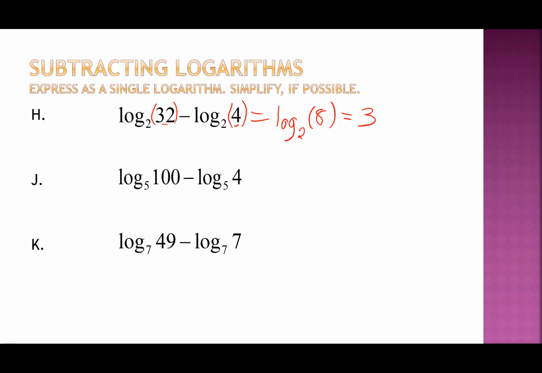For J, the next one, we've got log base 5 of 100 minus log base 5 of 4. So that's going to combine to give us a log base 5 of 100 divided by 4, which is 25. And again, we should be able to do this one in our heads. 5 to what power equals 25? Well, in this case, it's 5 to the second power, right? 5 squared is 25. So the answer there is 2.